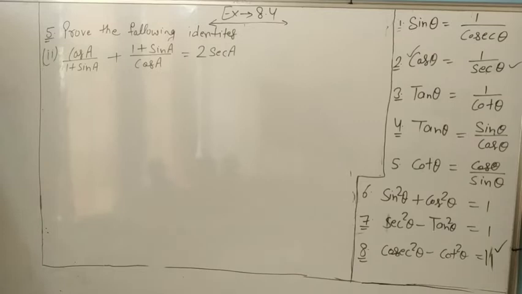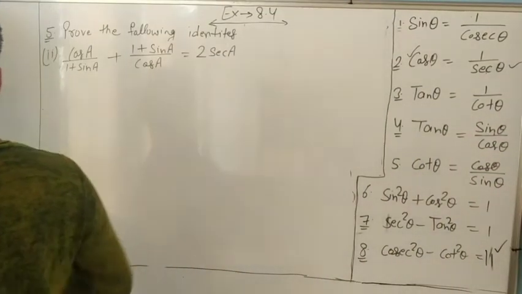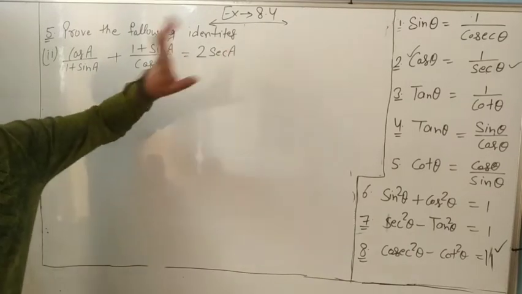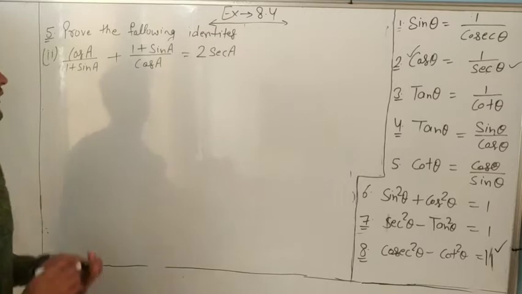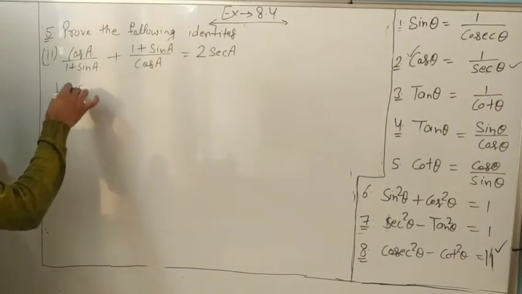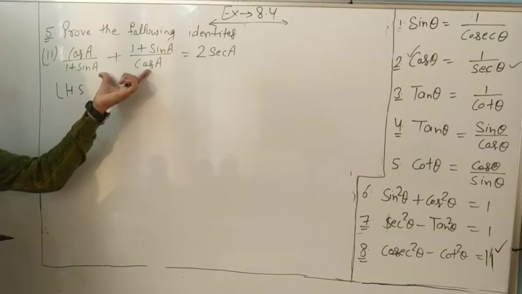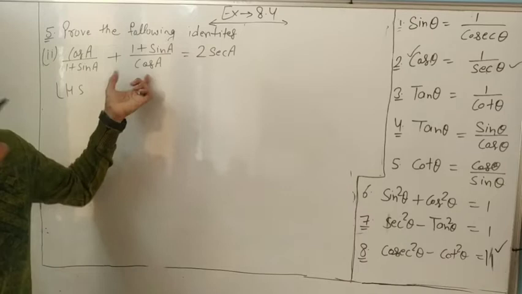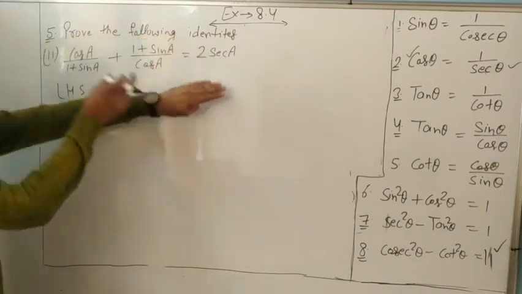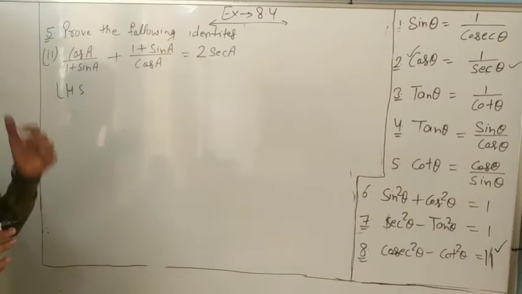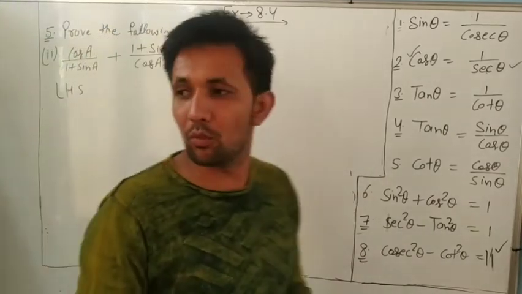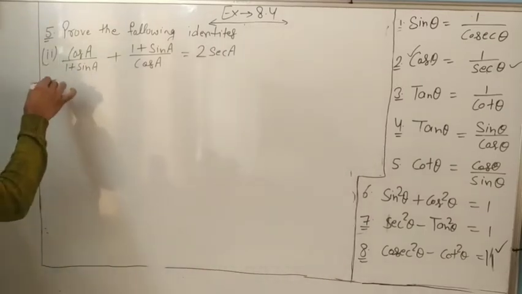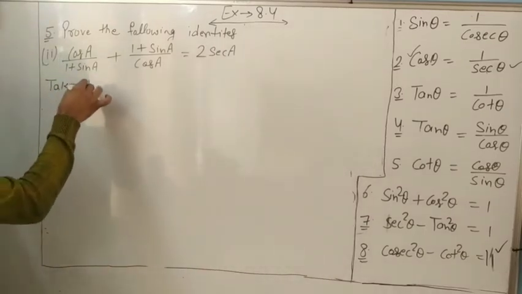Now, second part: cos a divided by 1 plus sin a, plus 1 plus sin a divided by cos a, prove that it equals 2 sec a. Always try to take the side in which more terms are given, because more terms we can reduce into fewer terms. If we take the side with fewer terms, it is very difficult to solve. So we will take the side which has more terms, so taking the left hand side.